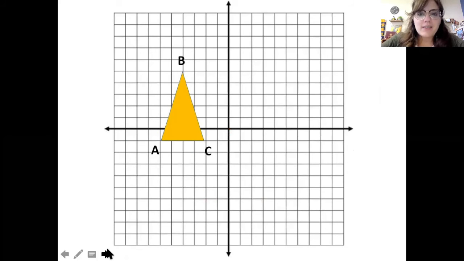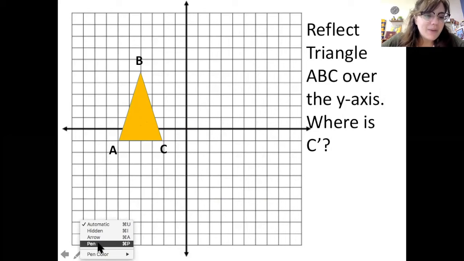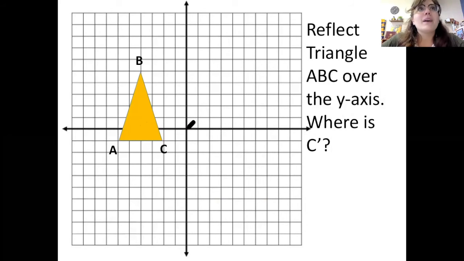All right. We are reflecting the triangle over the y-axis. The y-axis is right here. I like reflections because they tend to be fairly easy. So I'm going to let you guys try this one.